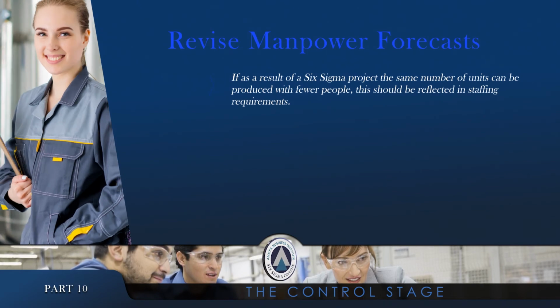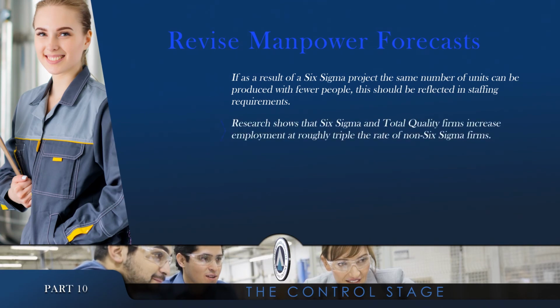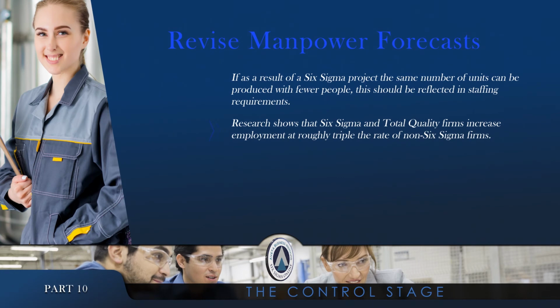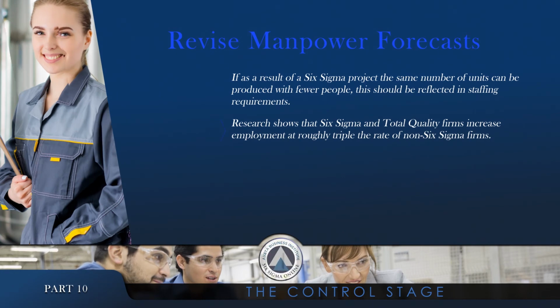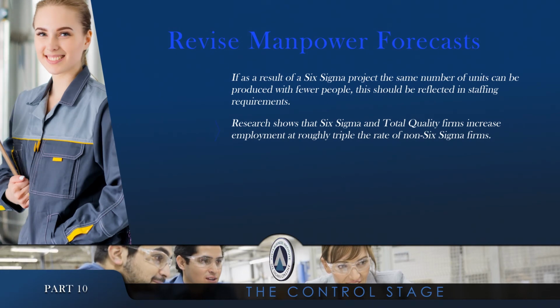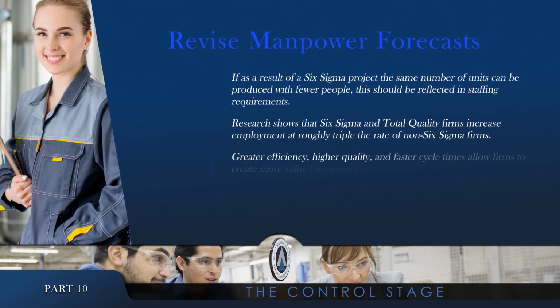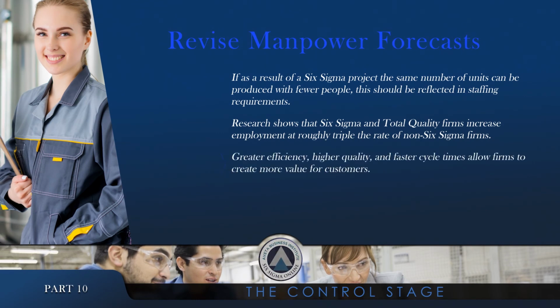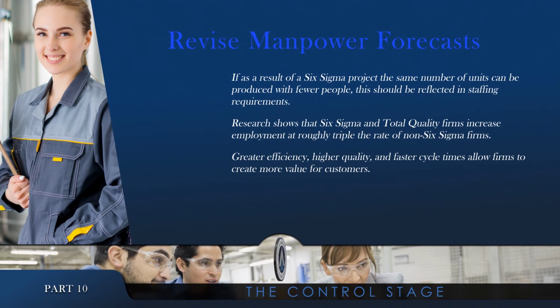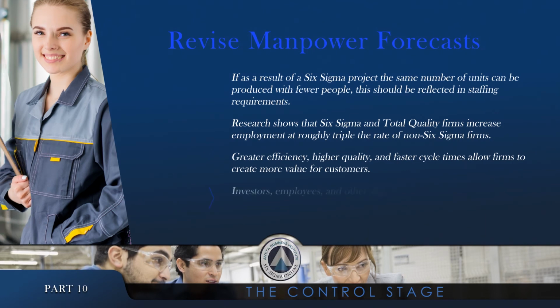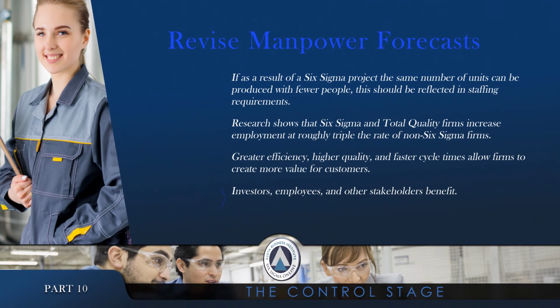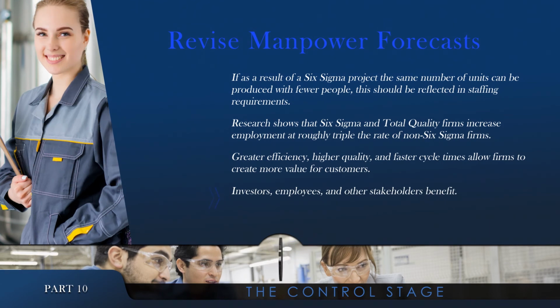I hasten to point out, however, that research shows that Six Sigma and total quality firms increase employment at roughly triple the rate of non-Six Sigma firms. Greater efficiency, higher quality, and faster cycle times allow firms to create more value for their customers. Investors, employees, and other stakeholders benefit. Still, resources should be directed to activities that need them.